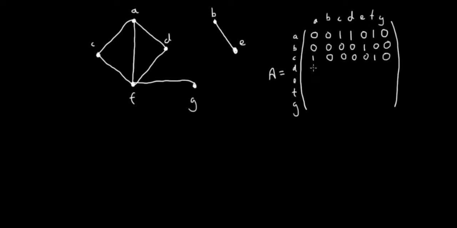Okay, D is adjacent to A and F, so A and F are gonna be 1s, and everything else is gonna be 0. E, that's meant to be an E down here, so tidied up. E is only adjacent to B, so you're gonna have 1 in the B column and 0s elsewhere. Now F is adjacent to E, C, A, D, and G, so we're gonna have 1s there and 0s elsewhere. And finally we have G, which is only adjacent to F, and 0s elsewhere.